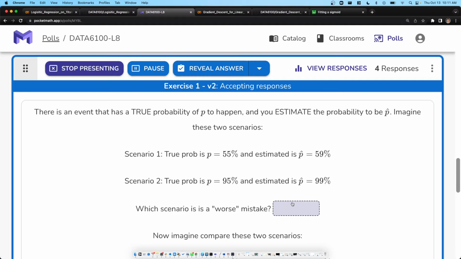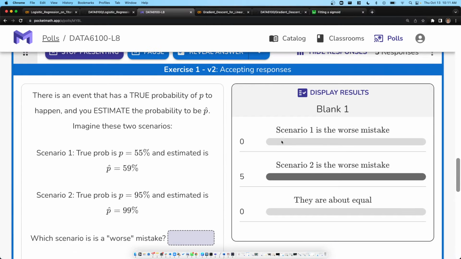Okay, so should we discuss? Does someone want to explain why they support one position or the other position? Let me see, what did people say in the revote? Okay, now everybody is saying scenario 2 is worse. So it looks like you guys are reaching a consensus. Can someone tell me why scenario 2 is worse than scenario 1?